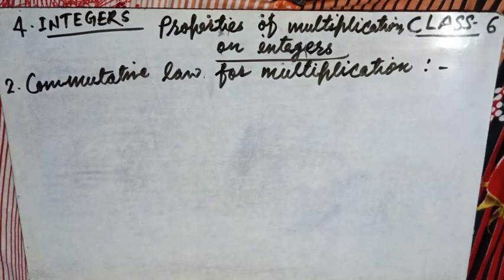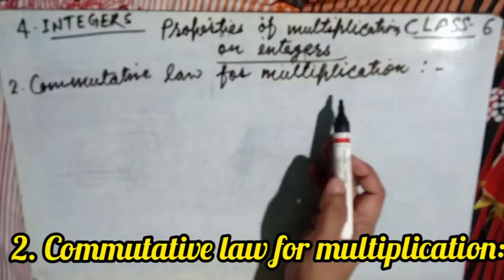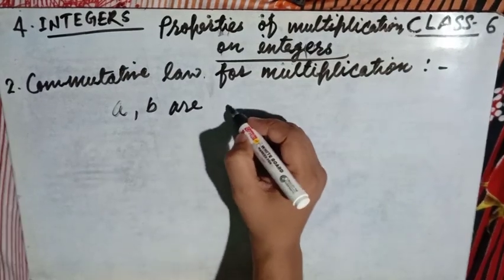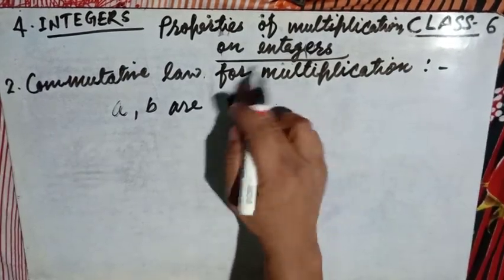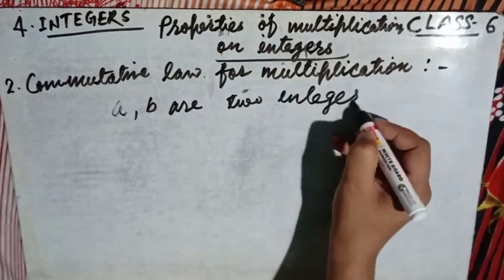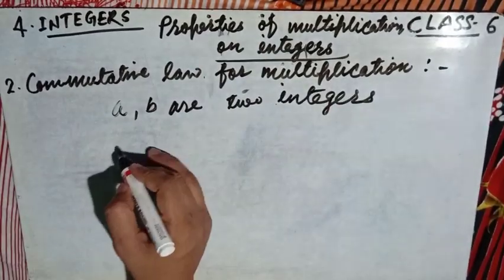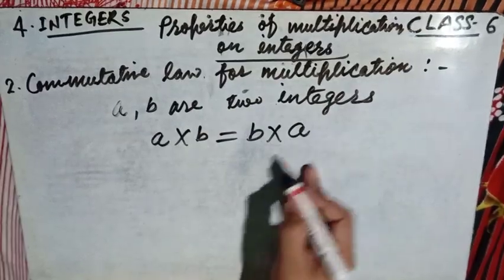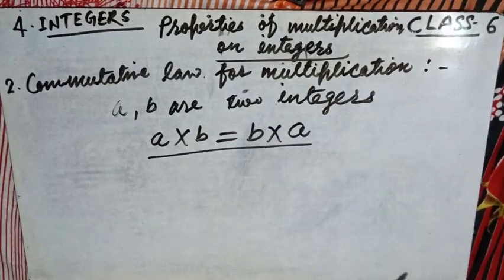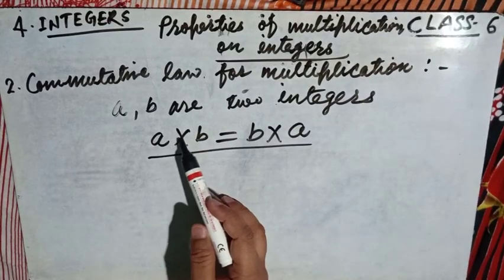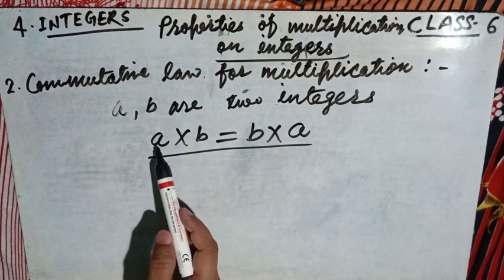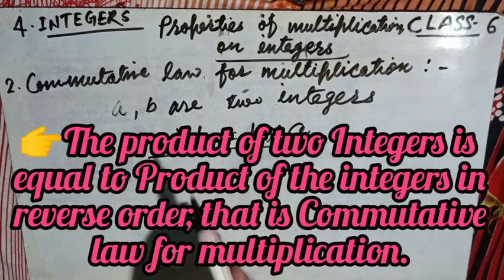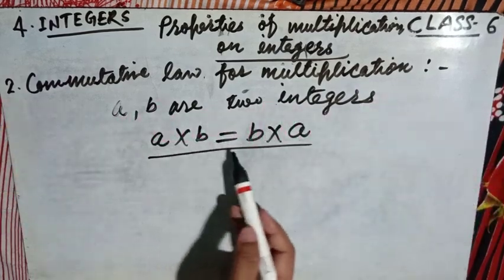Now students, the second point, the commutative law for multiplication. Suppose a and b are two integers, then a multiplied by b is equal to b multiplied by a. This is the commutative law for multiplication, because here is the multiplication. That means the first number multiplied by the second is equal to the second number multiplied by the first. This gives us the same value, means left hand side is equal to right hand side.